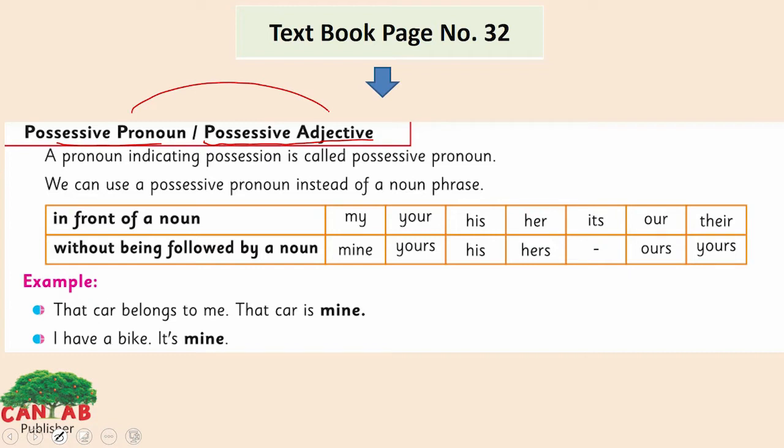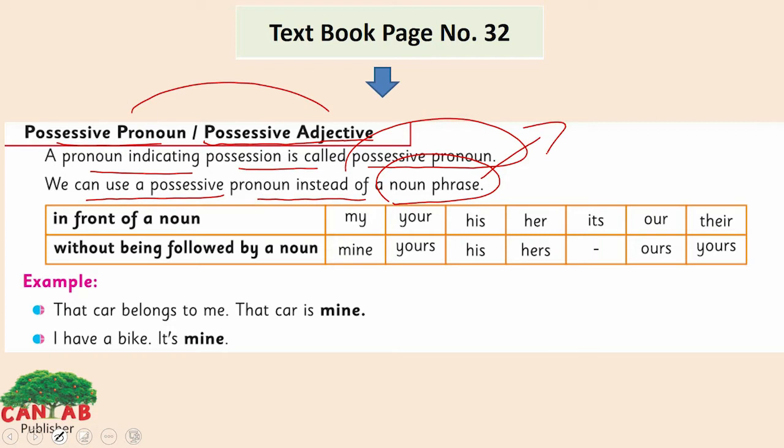On page number 32, look what it says. A pronoun indicating possession is called a possessive pronoun. Possessive pronouns refer to possession of something, ownership or relationship between two nouns and pronouns. We can use a possessive pronoun instead of a noun phrase. A phrase is a group of 2 or 3 words in which the noun is mentioned. A noun names a person, place or thing. In front of a noun, we use my, your, his, her, its or their.